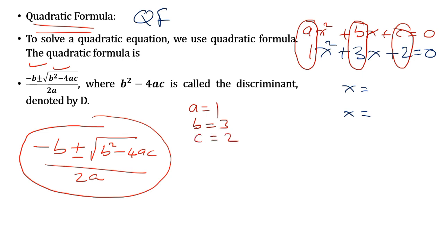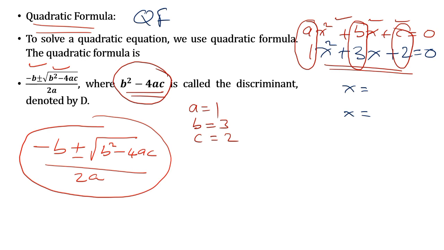So ax square plus bx plus c is the general form. What we are doing is equating the given equation with the general form. The given equation is x square plus 3x plus 2, and the general form is ax square plus bx plus c. When you equate both of these, you will get the values of a, b and c. Once you get the values of a, b, c, first calculate what is b square minus 4ac.